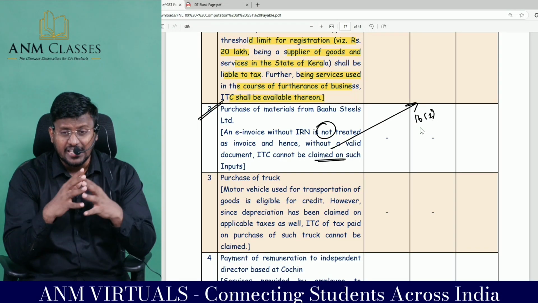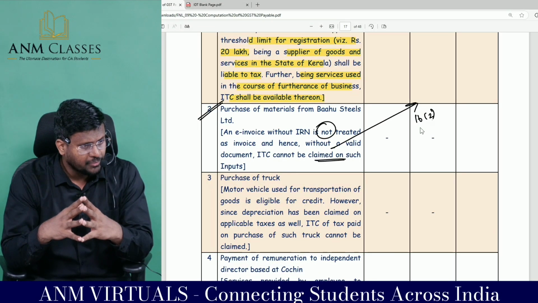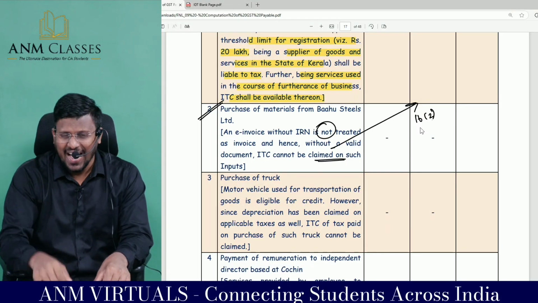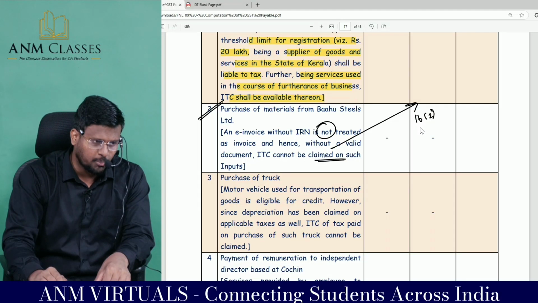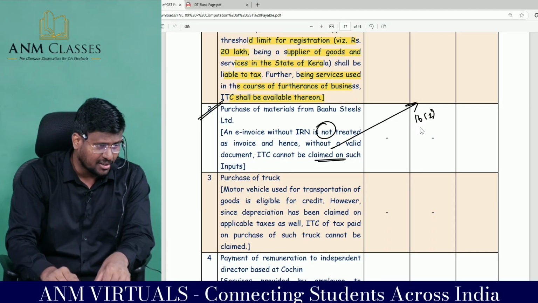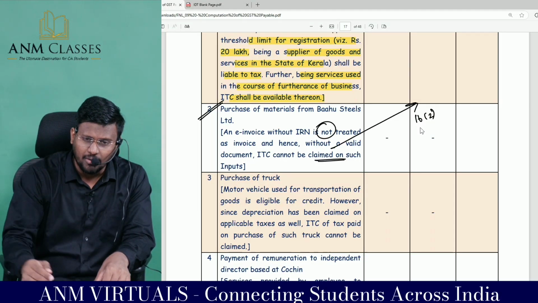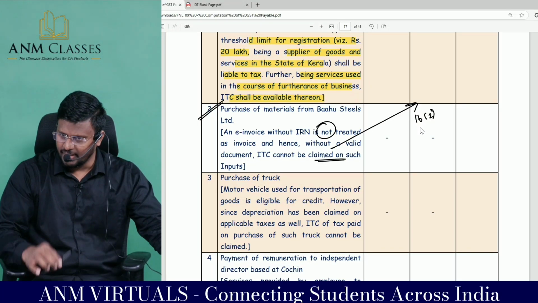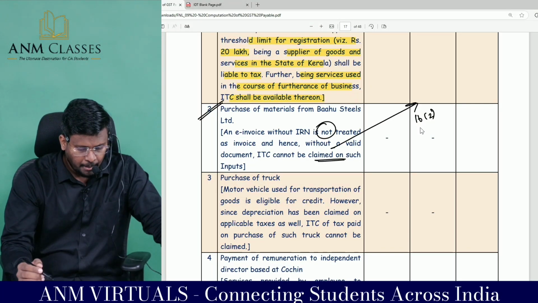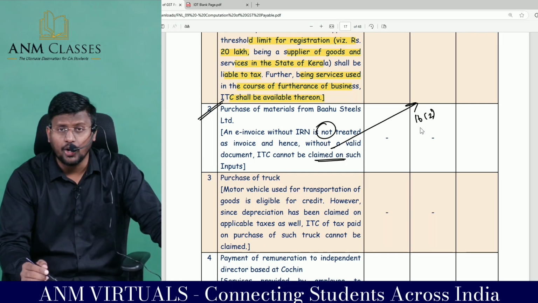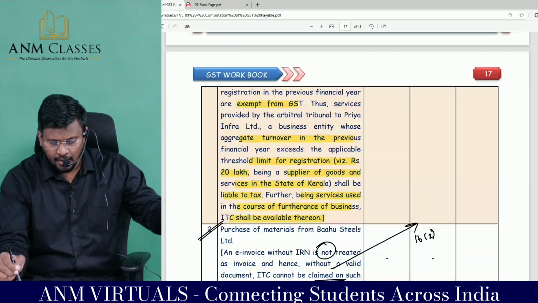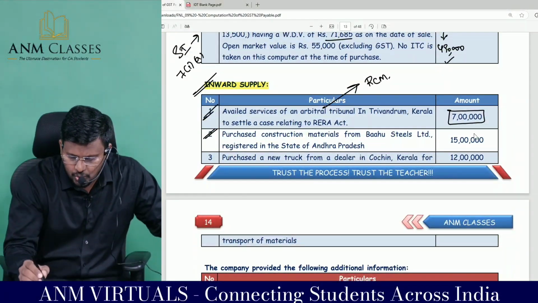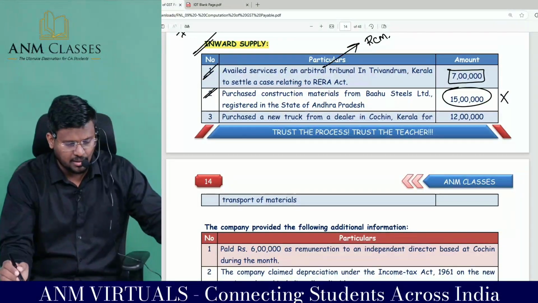In order to claim ITC, 5 conditions should be satisfied. One of the conditions is possession of a valid tax paying document. Sir, actual receipt of goods or services or both. ITC should not be restricted. Sir, tax should be paid to the government and the furnishing of return. In that, one of the conditions is possession of a valid document. Without IRN, we cannot say that the invoice is valid. So based on that invoice, we are not entitled to take the credit. So this amount cannot be taken as ITC.